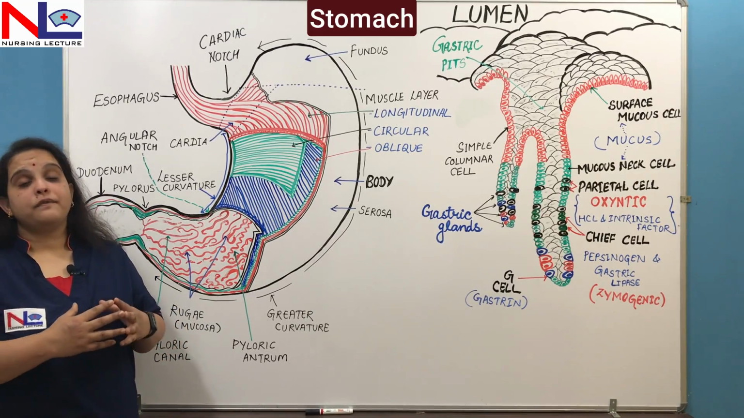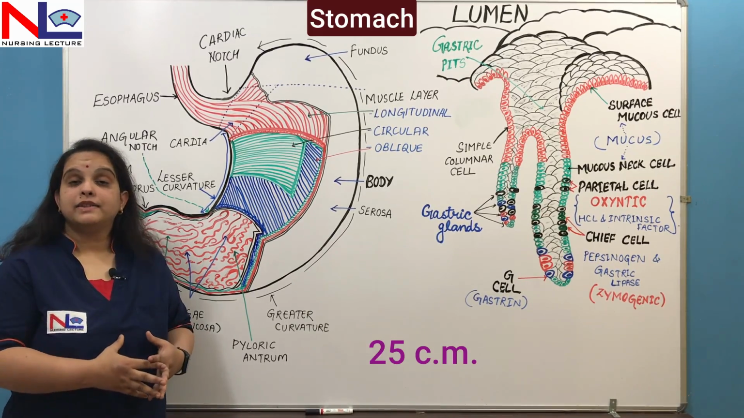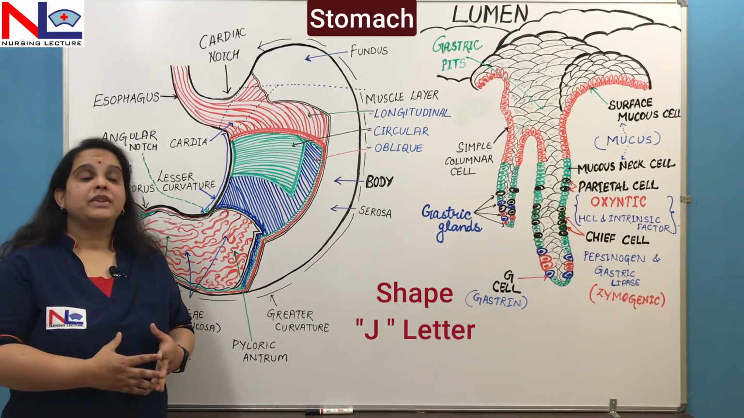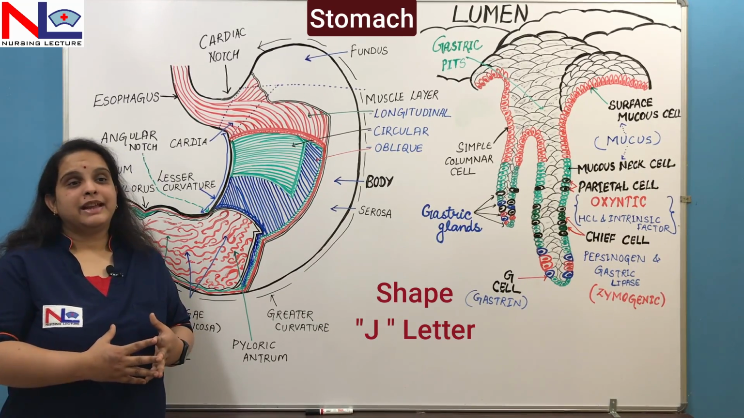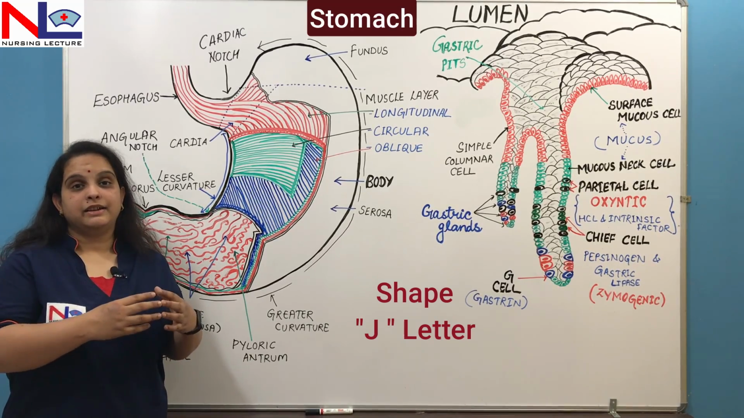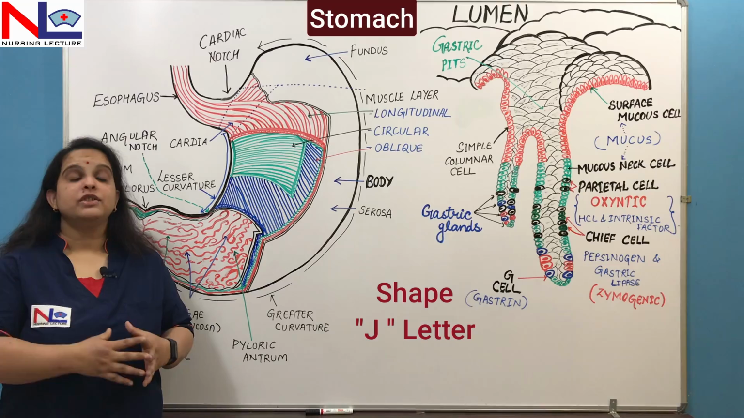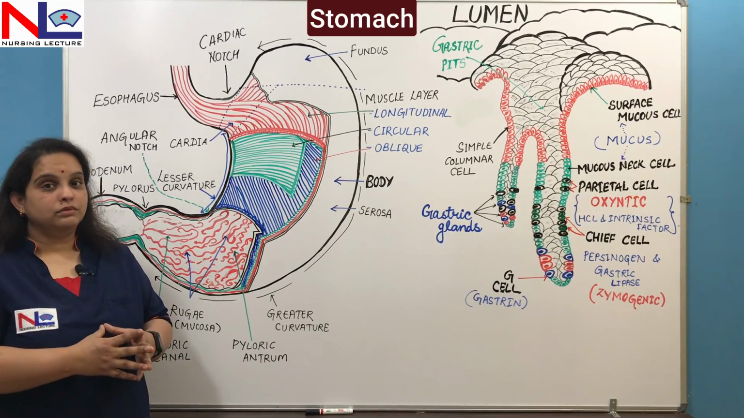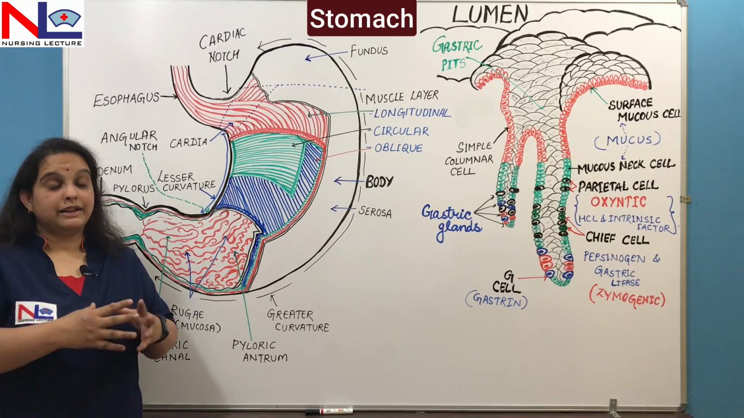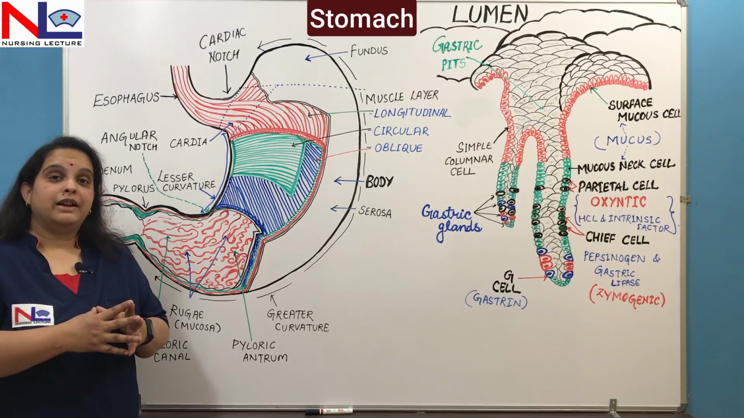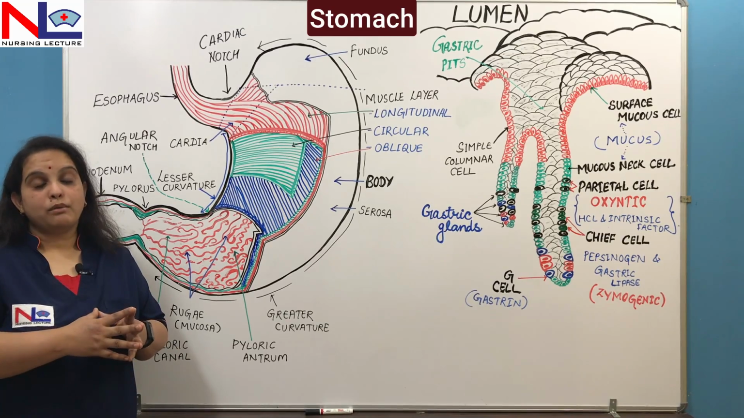The size of the stomach is about 25 centimeters long, and the shape is a J letter, but only when it is empty does it form a J shape, or you can say a large sausage. But when it is partially filled with food, then it is extended, it is distended, and then it looks pear or pyriform shaped.